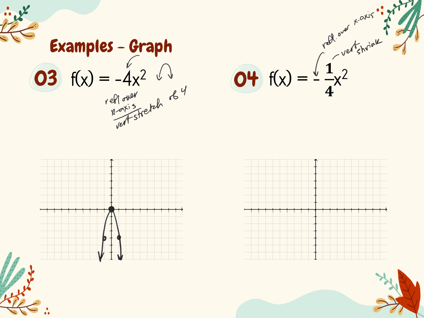So my graph, again, is going to open downward. And instead of when x is 1, y being -1, it's going to be -1/4. My graph is going to be fatter. Okay, so again, these are pretty basic. These really shouldn't even be in this section because I think you guys have done this a lot.